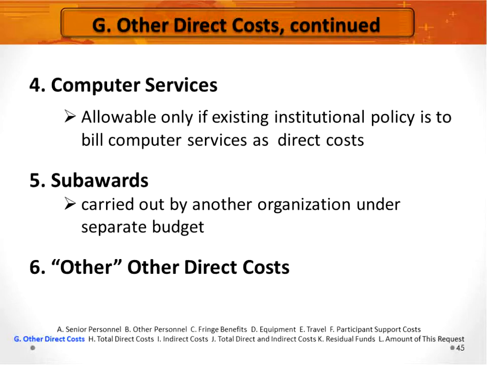Computer services. So the cost of computer services may be requested only if your existing institutional policy is to bill computer services as direct costs. And if that's so, then you'll need to include justification of your established computer service rates at your organization. So that will need to be included. Computer services can include things like computer-based searches for data and other information. Just to give you an example of what this category can mean, it doesn't generally include general purpose computer equipment such as word processing should not be requested.